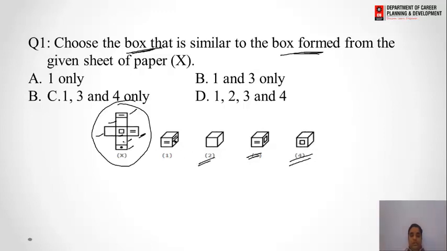Whereas option 2 is not possible because these 3 blank parts can never be adjacent to each other. They are not sharing a common edge. So 2 cannot be the answer. Hence we can say option D cannot be the answer. And 3 and 4 are the answers, so 3 and 4 we have in option number B. So B is the answer for this question.